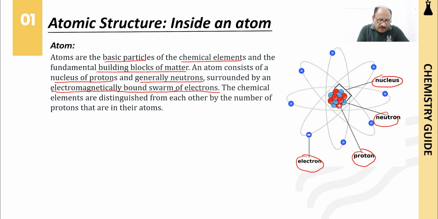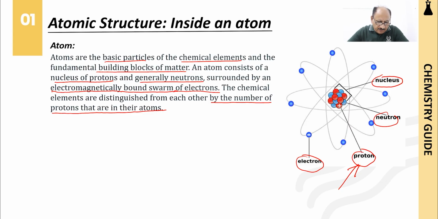The chemical elements are distinguished from each other by the number of protons that are in their atoms. So the number of protons is very, very significant. We are identifying hydrogen, lithium, chlorine, oxygen on the basis of the number of protons inside the nucleus. If the number changes, for example from 1 to 2, it will not be hydrogen, it will switch to helium. So this is what you need to keep in mind.